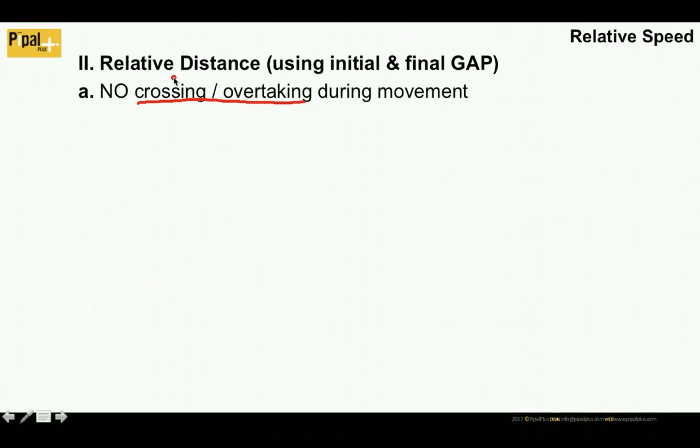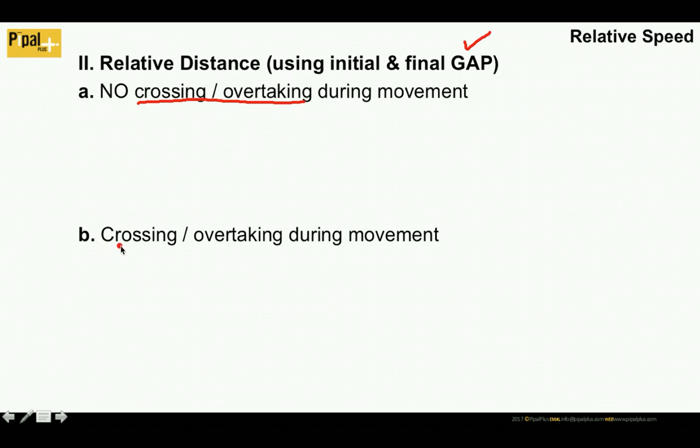Now crossing is obviously when they're both moving in opposite directions and they cross. Overtaking is when they're moving in the same direction and the faster guy overtakes the slower guy, right? In relative distance calculation, when we know only the gaps, we will worry only about crossing or overtaking. So in the first case, let's say there is no crossing or overtaking. In the second case, let's say there is crossing or overtaking.